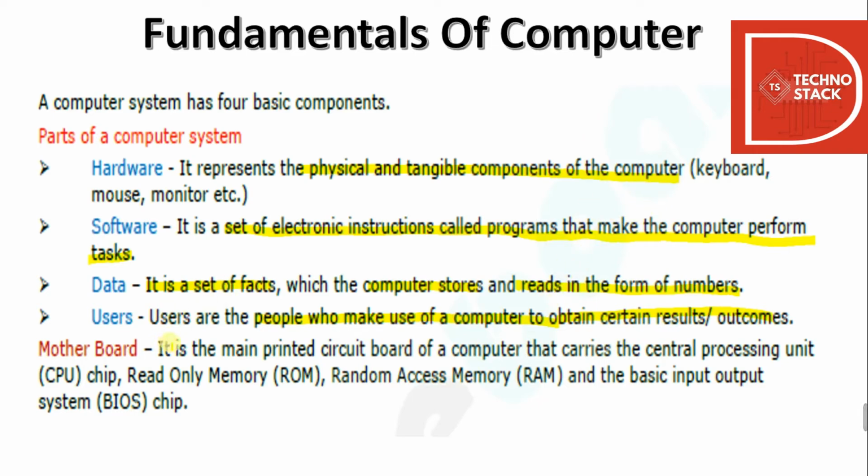Then there is the motherboard. The motherboard is like the brain. Similarly, in a computer, the CPU, the central processing unit, sits on a motherboard. It is the main printed circuit board of a computer that carries the central processing unit, that is the CPU chip, ROM, that is read-only memory, RAM, that is random access memory, and the basic input-output system, the BIOS chip. These are the full forms of ROM, CPU, RAM, and BIOS that you should remember.